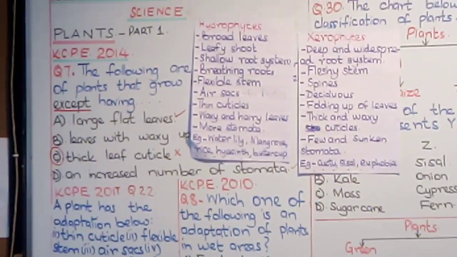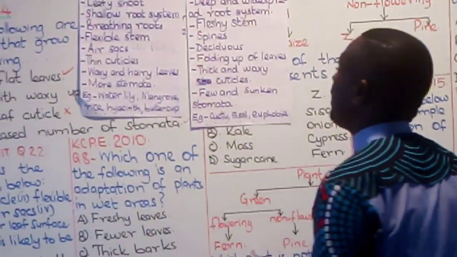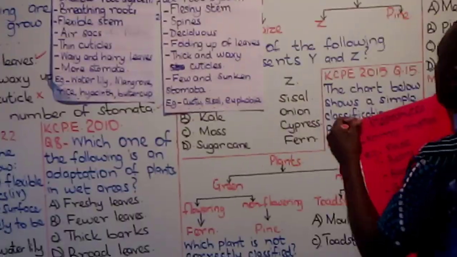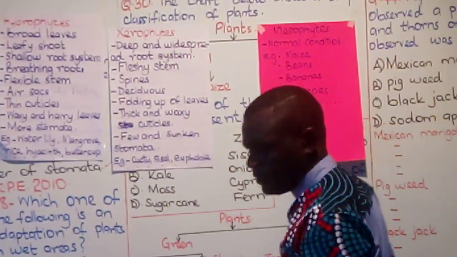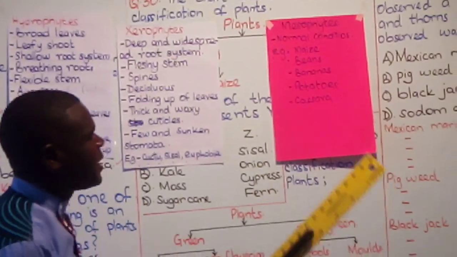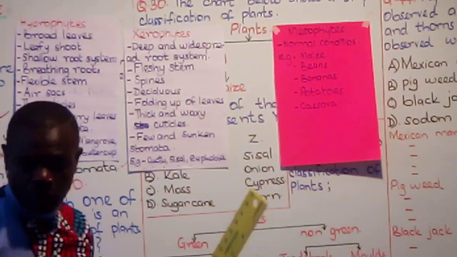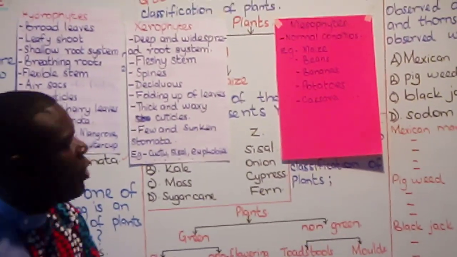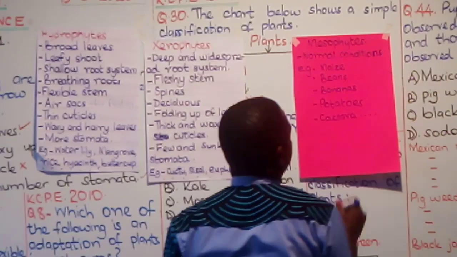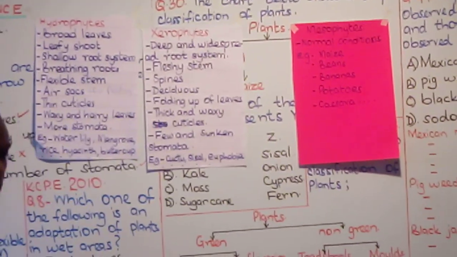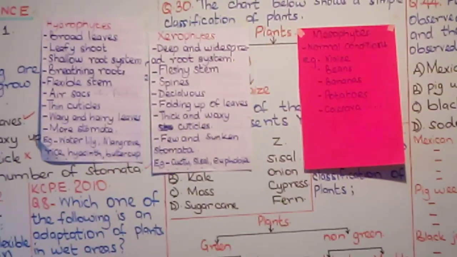Boys and girls, we have other types of plants that are neither growing in the wet areas nor in the dry areas, and these ones are called the mesophytes. The mesophytes are plants that grow in normal conditions. They are neither growing in wet areas nor in dry areas.